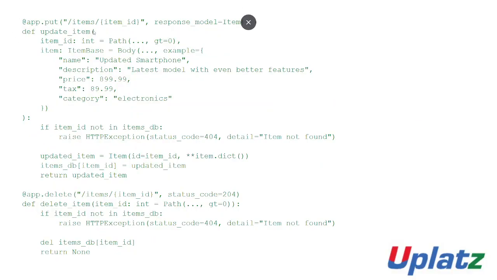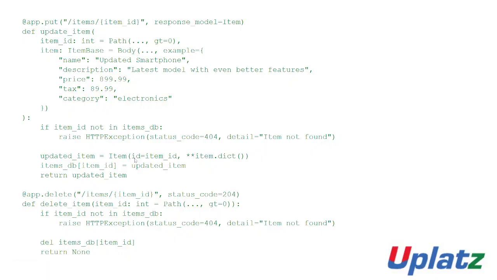Then app.put, item_id is int Path greater than 0, this is updated smartphone, latest model with even better features, price is like that, category is electronics, updated item, and then item base is like that body. And if ID not in items DB, raise this exception 401 item not found.